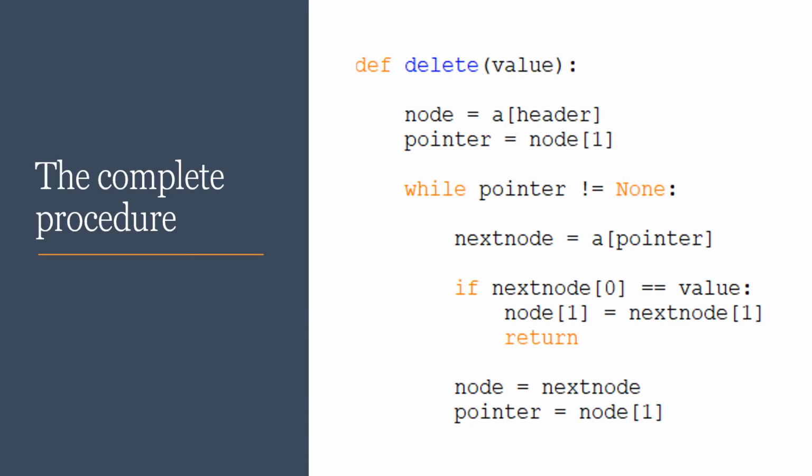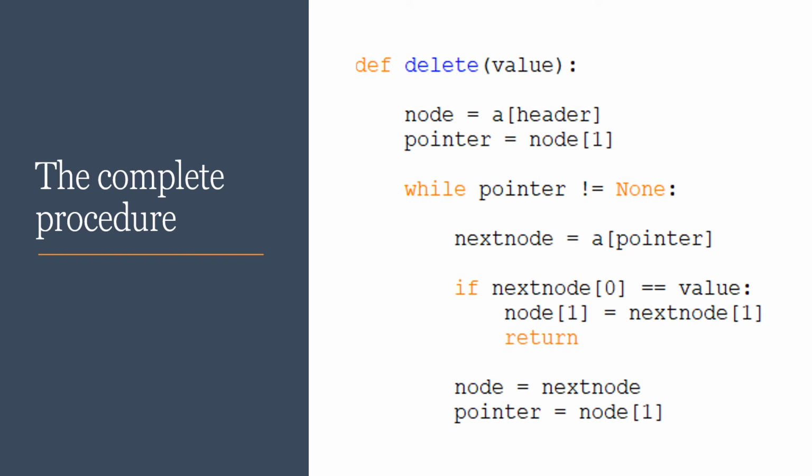So basically that's the complete procedure, the complete delete procedure. I start at the header, I go through the list, and each time I set the next node, I check what the next node is going to be, and if it's got the value I'm looking for, I copy its pointer back into the current node and return to the main program.